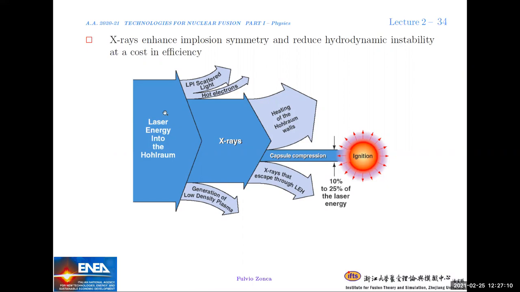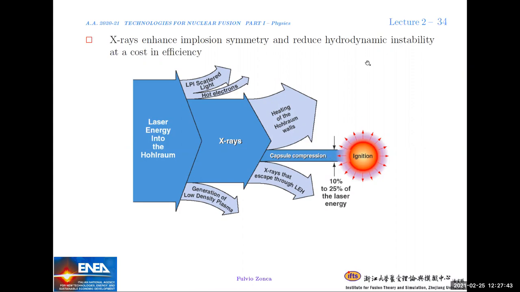So we have the laser energy into the hohlraum, then you have various types of losses: generation of low density plasma, scattering, hot electrons, and then you generate the X-rays, and then you have heating of the walls, and you have X-rays escaping to the final endpoint, and then finally you have capsule compression. And you see by the dimension of these losses that only 10 to 25% of the laser energy is used. So that's why people insisted on having direct drive.